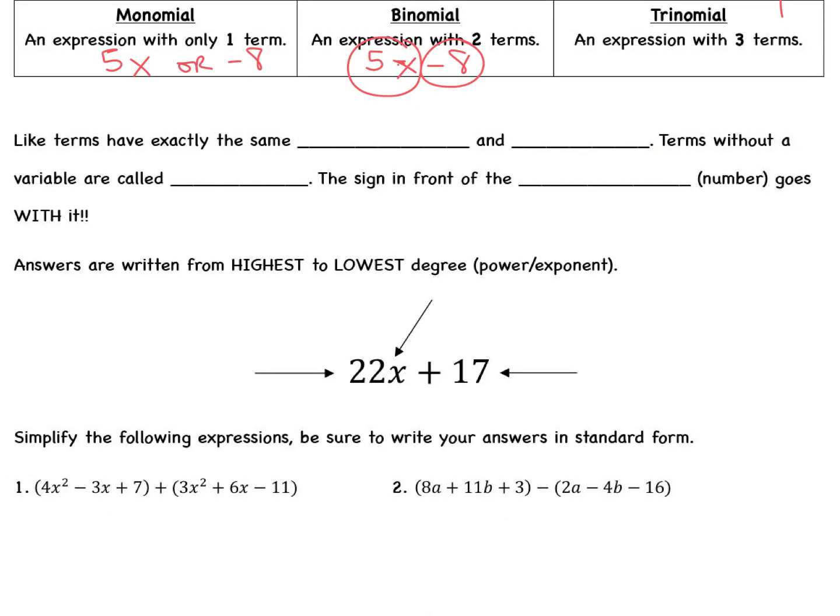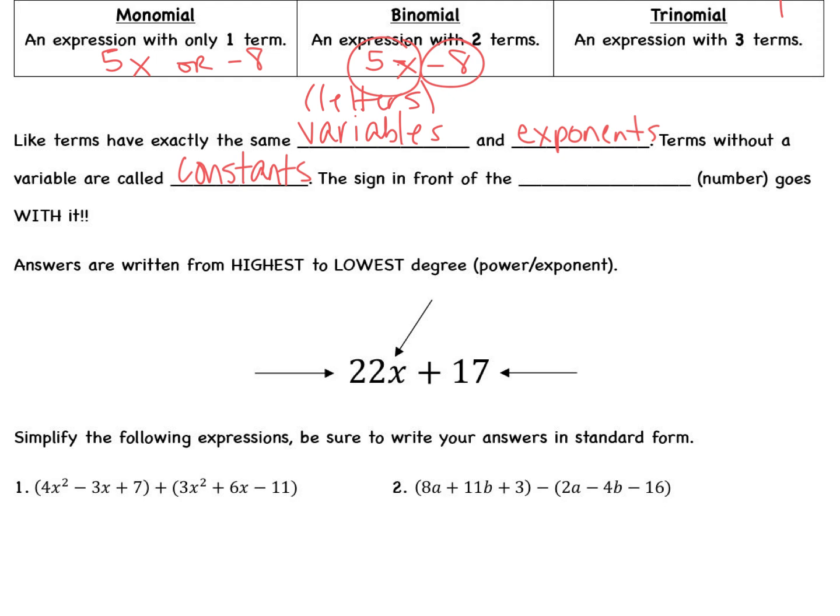So like terms have exactly the same variables and exponents. Do we know what a variable is? Variables are just, you probably heard them called letters, right? Letters and exponents. An exponent is that little tiny number. Sometimes we don't have any exponents, sometimes we don't have any letters. So terms without a variable are called constants, like the negative 8 in the monomial, or that plus 3 that we had before.